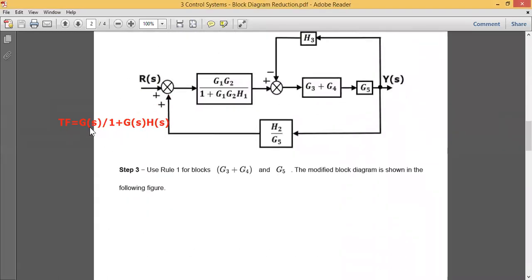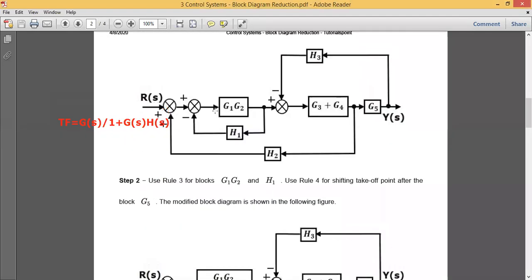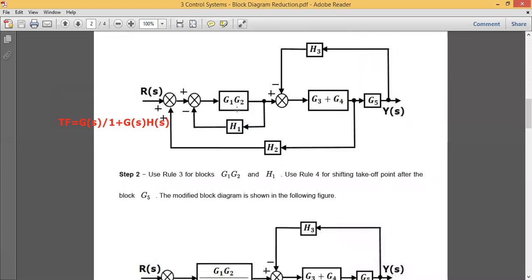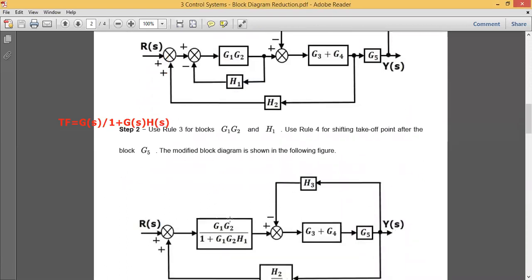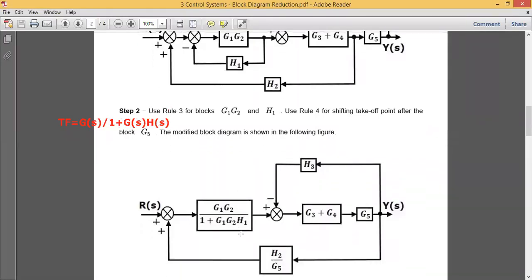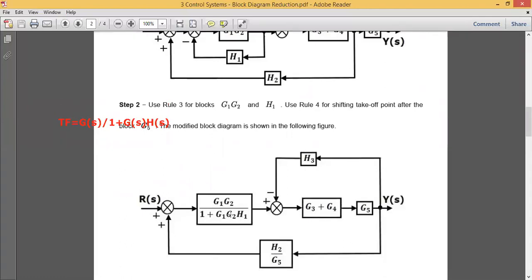What should I write first? G of S. So here what is G of S? Here G of S is nothing but G1 G2. That is why they have written G1 G2 divided by 1 as it is. What about G? Again it is G1 G2, multiplied by only H. So they have written H1. So this is how we write the transfer function for the given block diagram.